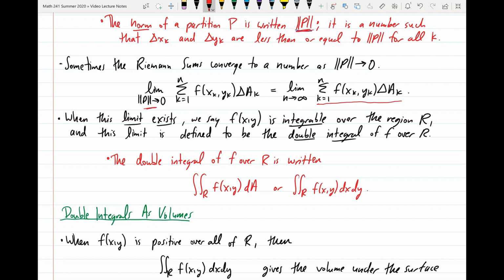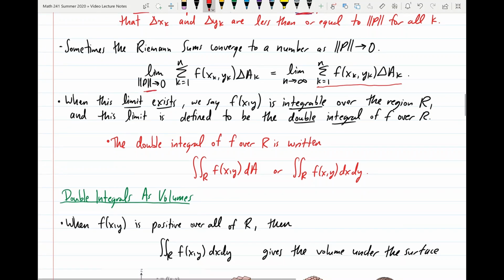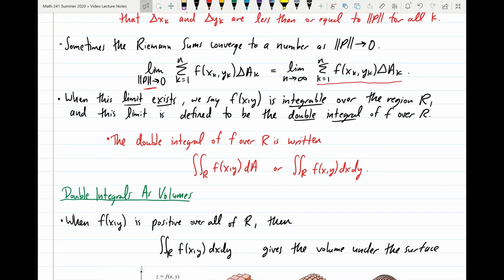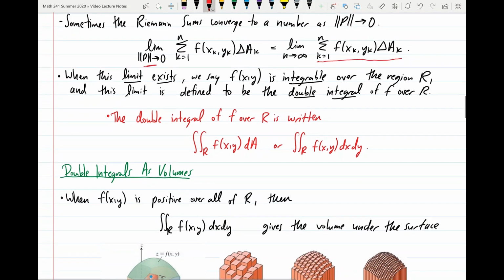Because as the norm of the partition is going to 0, we're ending up with more and more rectangles that are subdividing our region here. So we could write it either way. And when this limit exists, we say that the function f of xy is integrable over the region R. And this limit is defined to be the double integral of the function f over R.